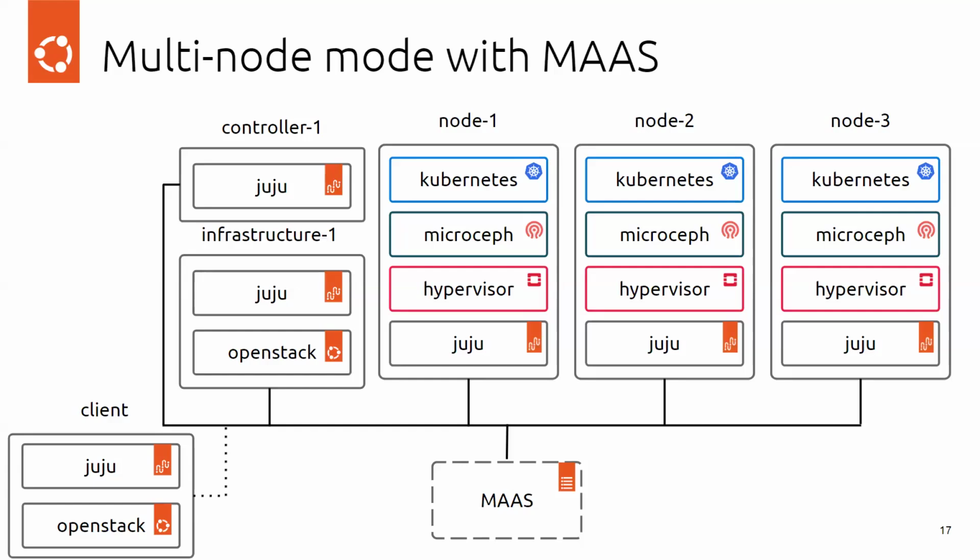MAS is an optional component. So if you're at home and you want to try this in your home lab or something like that, you probably don't have a bare metal provisioning tool. And so we allow you to basically snap install it and cluster it and do it on your own.